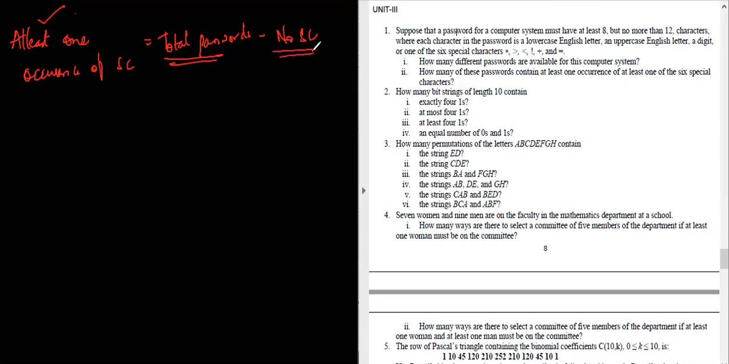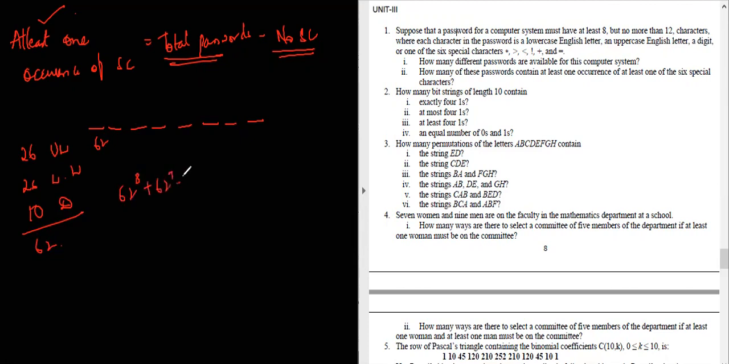Now what are the passwords which don't have any special characters at all? Then we will have only each blank. Suppose we are taking a password of length 8, each blank can be filled with either 26 uppercase, 26 lowercase letters, or 10 digits. So what will be the total number? 62. So each blank is filled in only 62 ways. So 62 power 8 plus 62 power 9, 10, 11 and 12, 62 power 12.